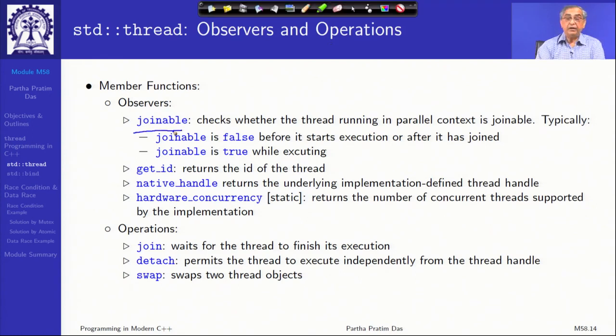There are certain observer functions like joinable. Joinable is false before a thread starts execution or after it has joined. In between, while it is in execution, it is joinable. Every thread has a unique ID which you can get. It has a native handle. You do not need to worry about the native handle and hardware concurrency right now, but the main thing is you can join, detach or swap thread objects.